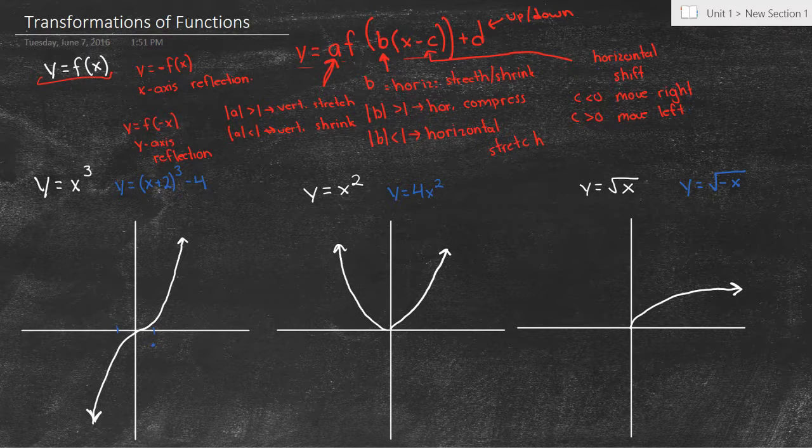And then we have the d value, which is the only one where it's exactly what you would expect. You just go up or down by that amount. So if d is 3, you go up 3.